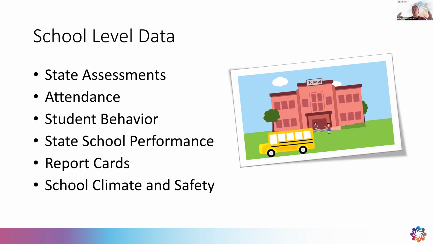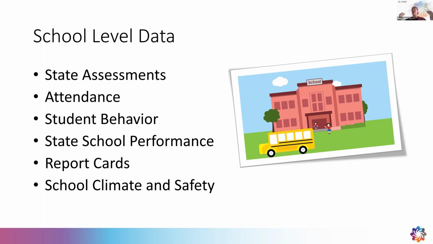The first is school level data. So state assessments is the most evident one, kind of the one that people come back to over and over again. Attendance, student behavior, the school performance, the performance of the schools that you're working on, because in many of our schools, we'll see school report cards. In many of our states, we'll see school report cards that say, this is how this school's doing. Content around school climate, school safety, right? All of this data around what's happening in the schools we're serving.